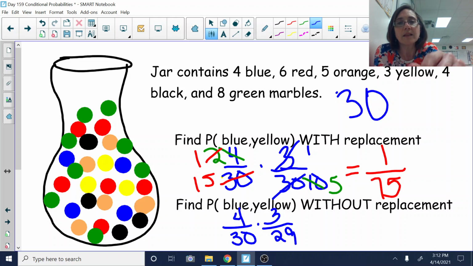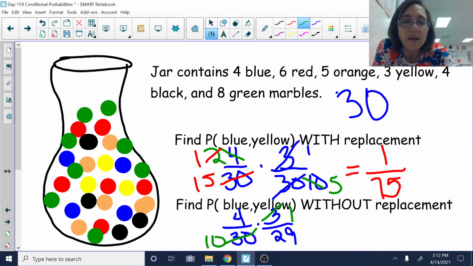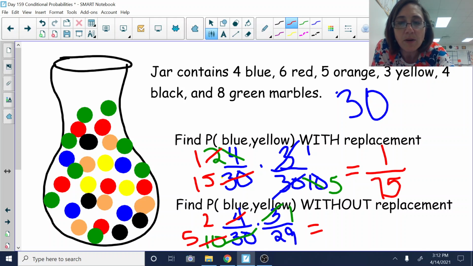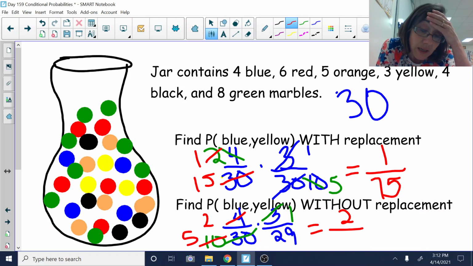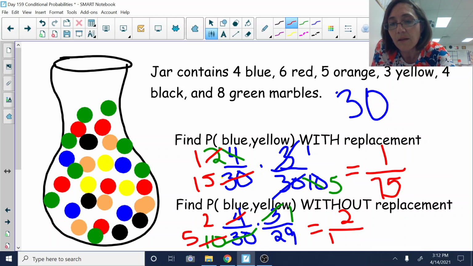I think we can do some canceling because I see the 3 and the 30 would both be divisible by 3, so I could make it a 1 and a 10. The 4 and the 10, I could do some reducing by 2 and make it a 2 and a 5. So my numerators look like I have 2 times 1, which is 2. My denominators, I have 5 times 29. Oh goodness, 145.